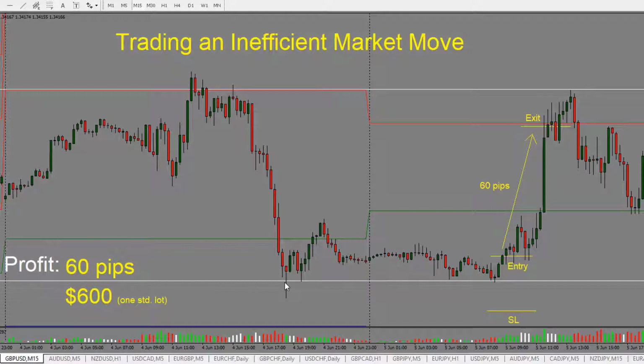If price does not break the low here, generally we'll see the inefficient market move followed by some sort of pin bar. In this case, we have rejection here, a pin bar, and this is generally what we see. So we just want to make sure that price doesn't break the low here. If price breaks the low, then we cannot trade that, because then it ends up being a continuation pattern. So that's something to be careful of.